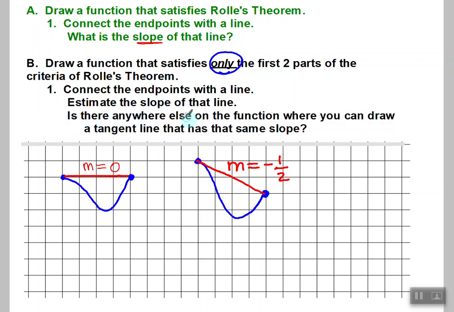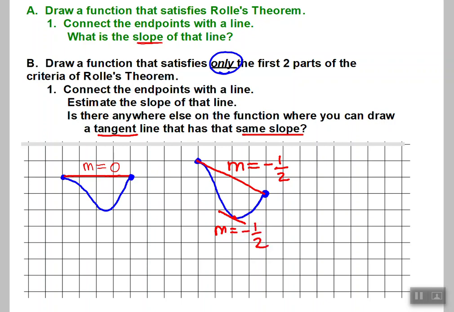Is there anywhere else on the function where we can draw a tangent line that has that same slope? Well, there sure is. Here approximately looks like I can draw a tangent line that has a slope of down 1 and over 2. So the slope here is negative 1/2.